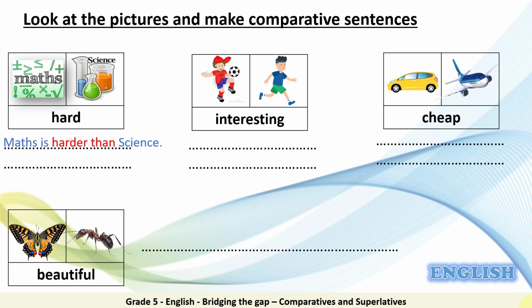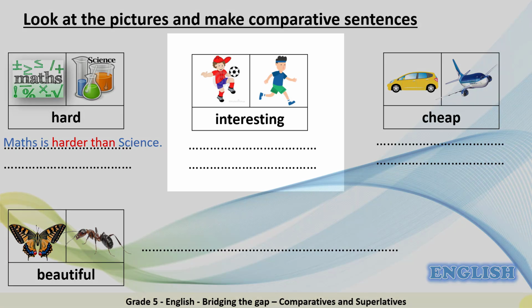Have you finished? Okay, check your answers with me. Here is a boy playing football and another boy running. And we need to use interesting, which is a long adjective. Interesting. How many syllables? 3 syllables. So we don't add er here. We just put more before the adjective. Football is more interesting than running.